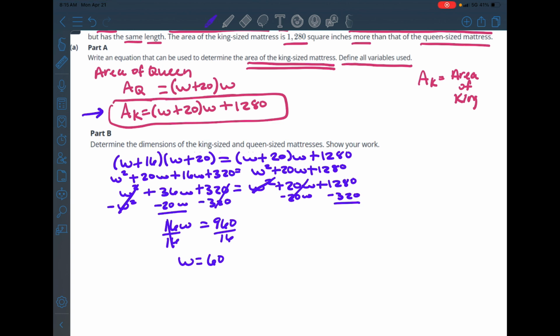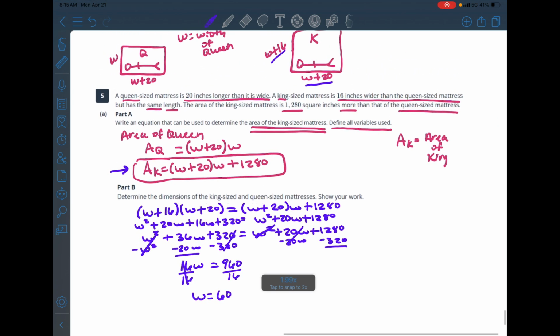Okay, so now I have what W equals. That helps me so much because the area of my queen, which I already said right here, was W plus 20 times W. So if I do this, because I'm looking, actually I don't even need the area. This is a good time to talk about this. Go back and see what it's asking. It says determine the dimensions of the king size and the queen size.